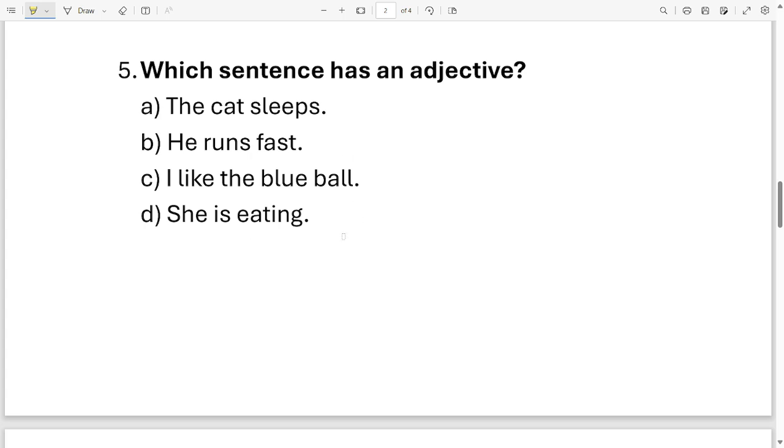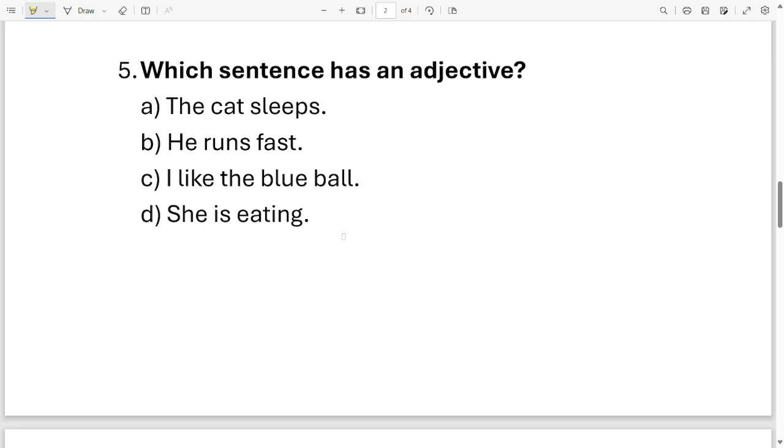Now, carefully go through all the sentences and look for the sentence which is having an adjective. Read all the sentences once again and I'm sure you all will be able to get the correct answer. So can you identify the sentence which is having an adjective?